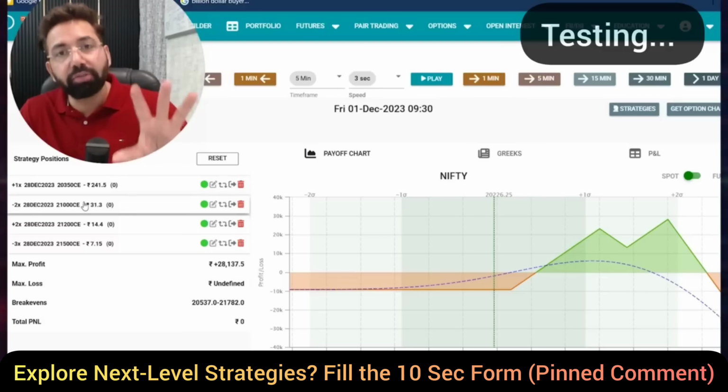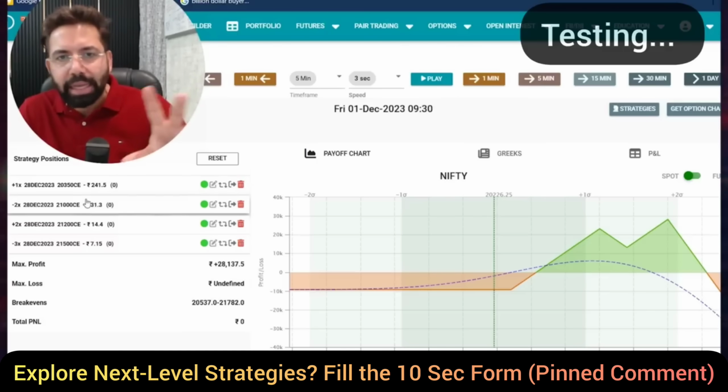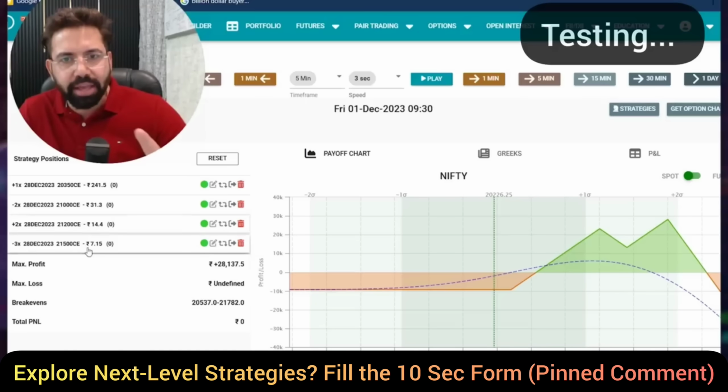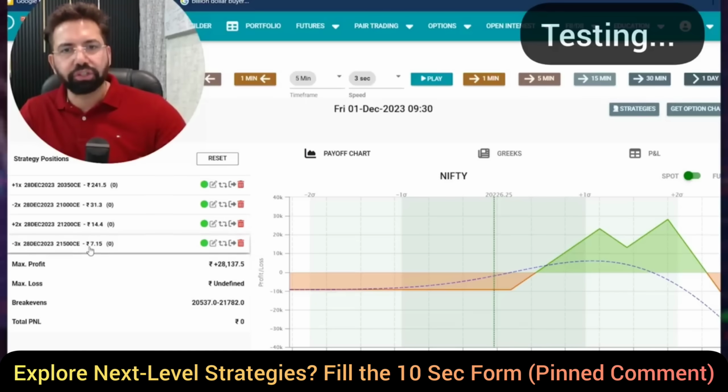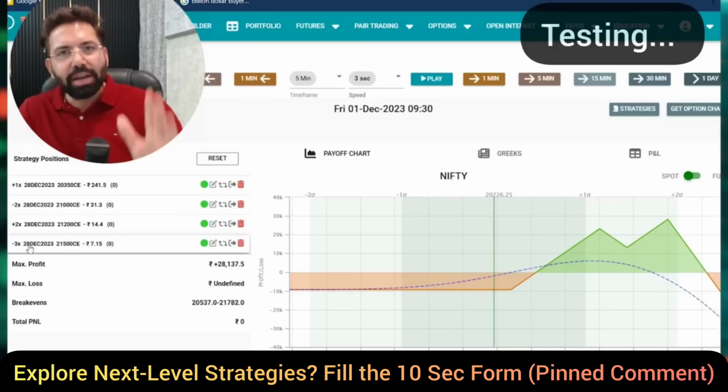First, we make a debit spread 1:2, like I explained to you a minute back, and then at 50% value, we buy, and then we sell 3. 50%, 50%, 50%. So 1, 2, and 3. 1, 2, 3 is the strategy.